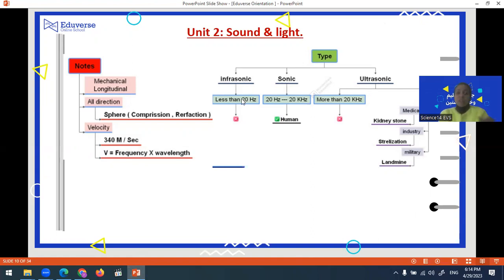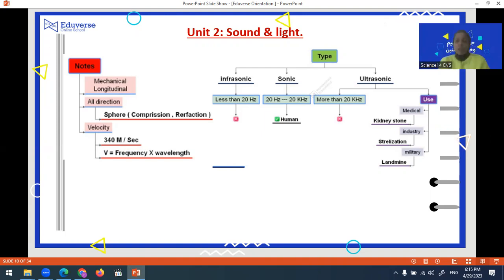The infrasonic, the range of the sound frequency in this category, is 20 hertz or less. And as humans, we cannot hear it. So what about the sonic? It's the range that we can hear as humans. It's between 20 hertz and 20 kilohertz. So what about the ultrasonic? Ultrasonic is more than 20 kilohertz. And if we are talking about humans, no, we cannot hear it.